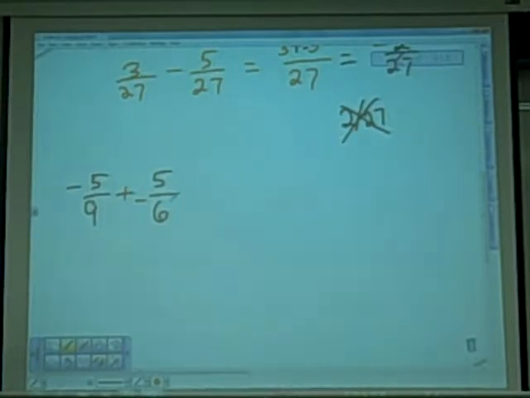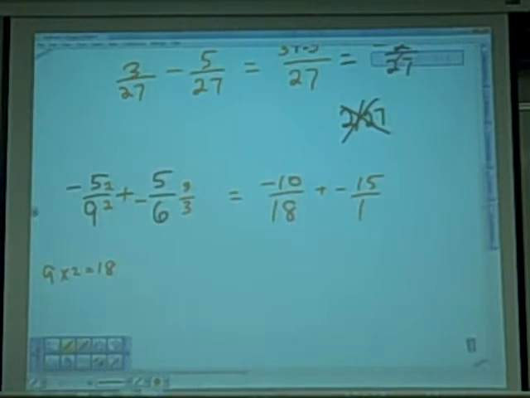Now we need a common denominator, right? And let's say you're not really sure what that is. Take the larger denominator and just start multiplying. 9 times 2 is 18. Can I multiply 6 times something to give me 18? 6 times 3 is 18, right? So you see that's an easy way to do that. So here we're going to multiply 2 over 2, and the second fraction we're going to multiply what? 3 over 3 to give us 18. Okay, so that'd be negative 10 over 18 plus a negative 15 over 18.